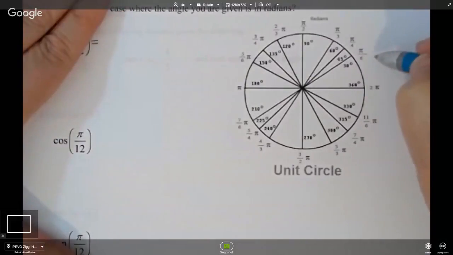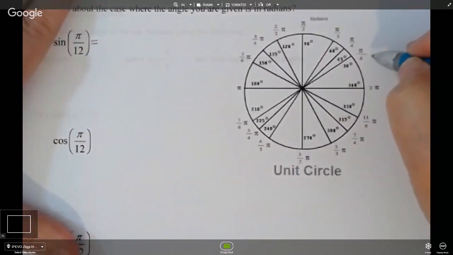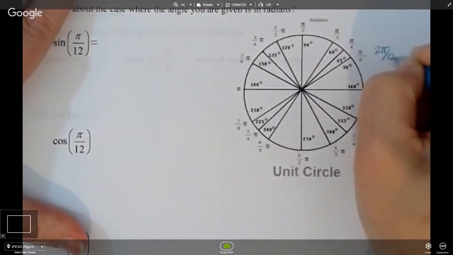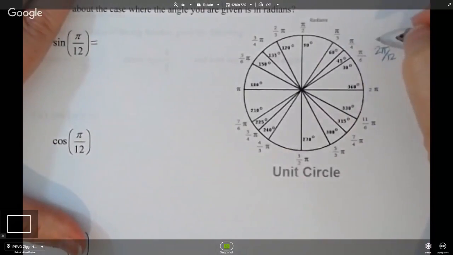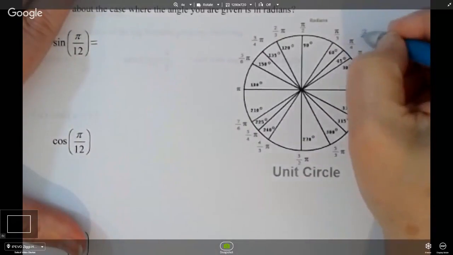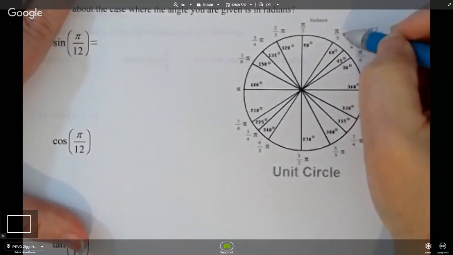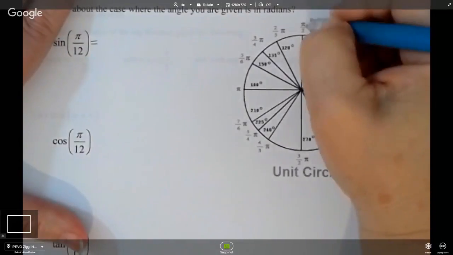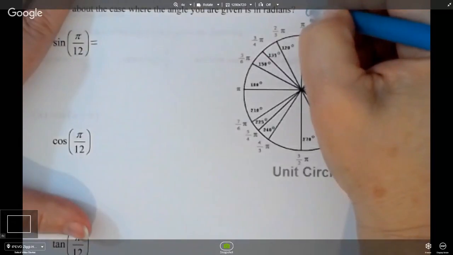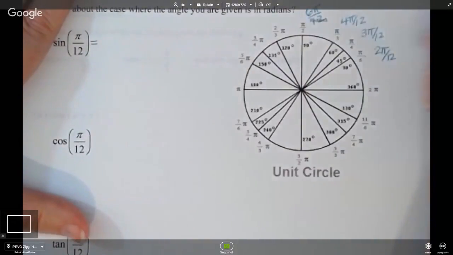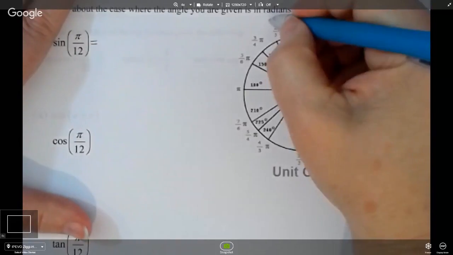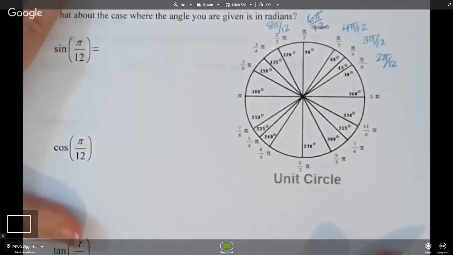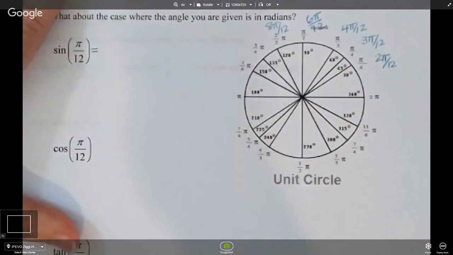So that means I'm going to take pi over 6 and multiply it by 2 over 2 to get it into 12. So I'm going to get 2 pi over 12. And then if I multiply pi over 4 by 3 over 3, I get 3 pi over 12. If I multiply pi over 3 by 4 over 4, I get 4 pi over 12. And the 6 over 6 at pi over 2 gives me 6 pi over 12. And if I multiply by 4, it'll be 8 pi over 12. So we have so many different angles now. We can try to add or subtract to get pi over 12.